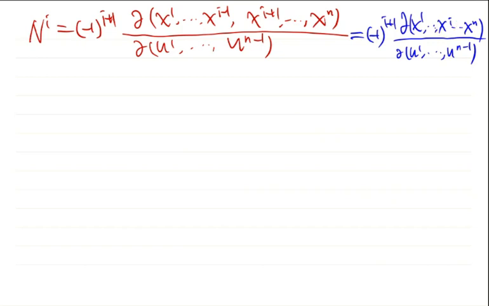But to indicate that xi is missing, we add a hat for xi. Okay, we add a hat for xi. This hat means missing. It means we do not have this term. Okay, so this is the final result of ni.